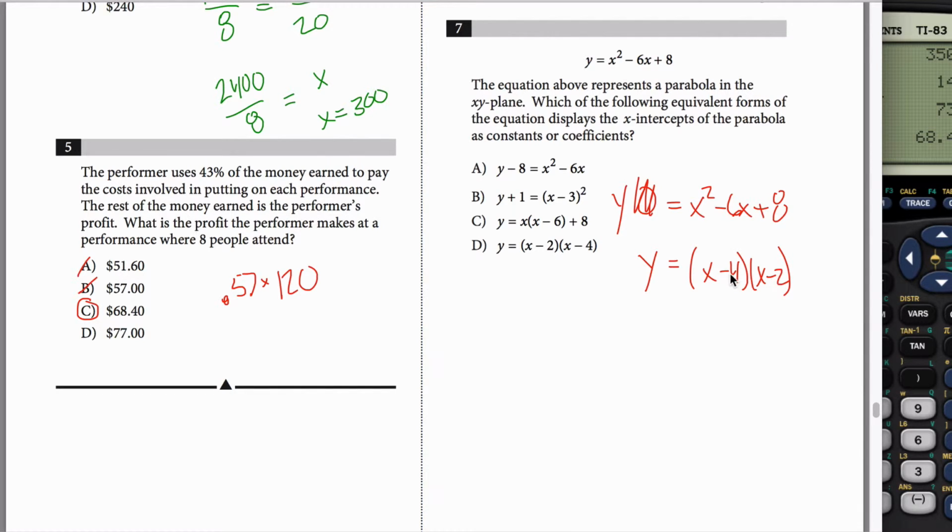And this right here will show your two x-intercepts. Your x-intercepts happen at positive 4 and positive 2. And note that those numbers show up in this equation. The answer would be D.